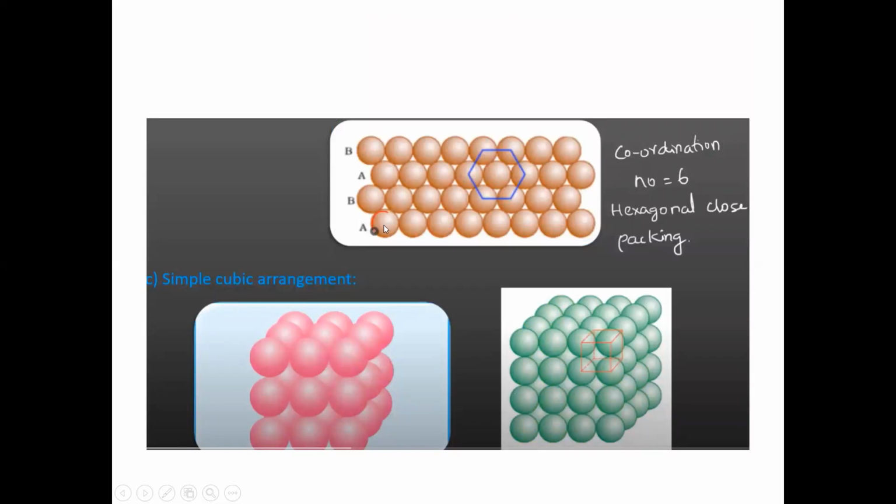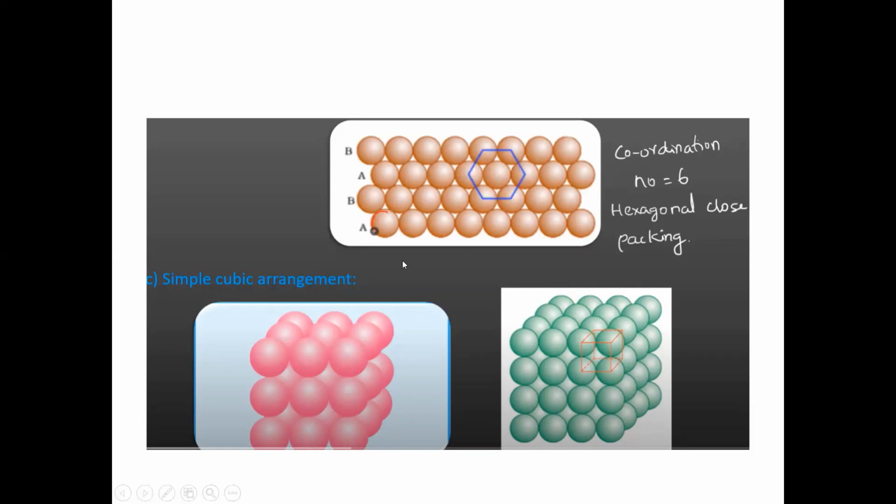See this diagram now. This is the A layer. The B atom is present in between the A atoms. Again the third layer is similar to the first layer, and the fourth layer is similar to the second layer. This type of arrangement we call the AB arrangement. Here each atom is connected with 6 other atoms, so we call it hexagonal close packing. The coordination number is 6.